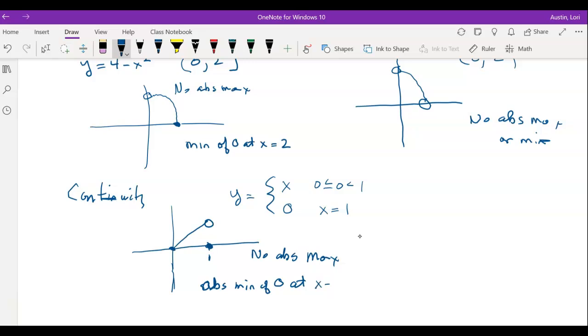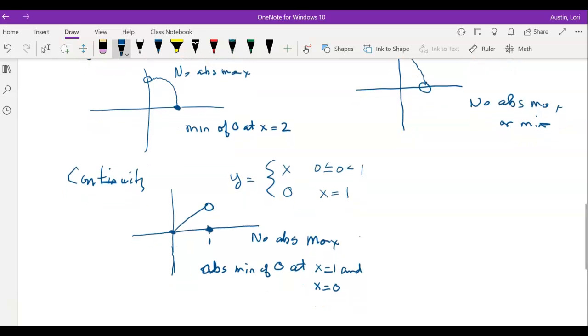Anywhere else? 1. And, all right. So your absolute min or max can occur at multiple places. All right, that's the other thing to remember. It's still one single value of 0, but it can occur multiple times. And you've got to list all those.